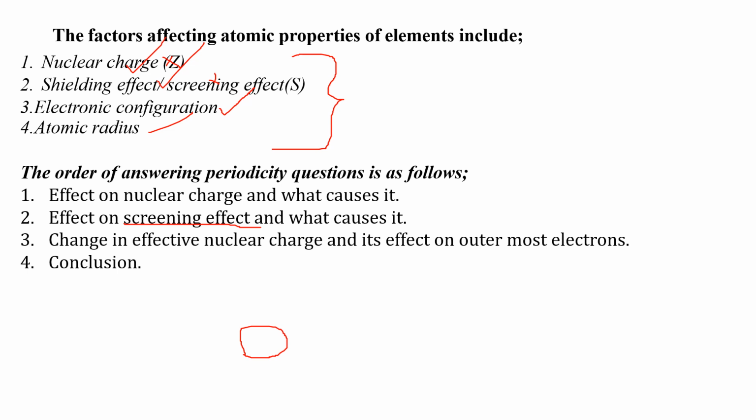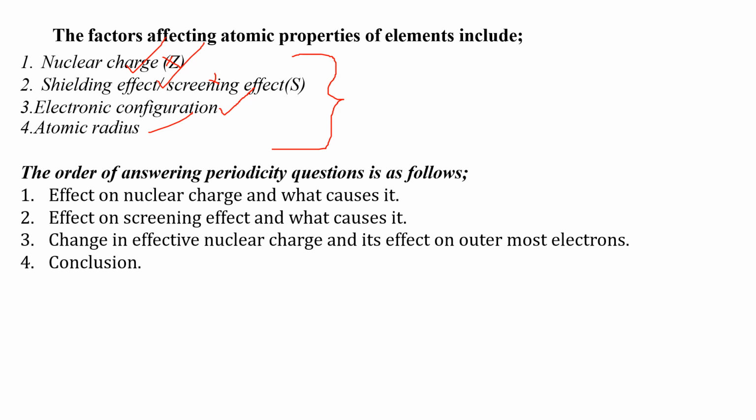And screening effect remains almost constant, if at all, since electrons are being added to the same energy level, like I've just illustrated. So the third point, we look at the effective nuclear charge. Across the period, since screening effect will remain almost constant and nuclear charge will be increasing due to an increase in the number of protons, we expect that effective nuclear charge will increase.